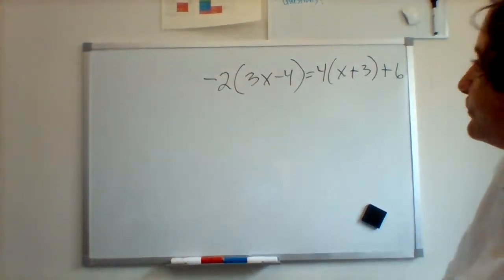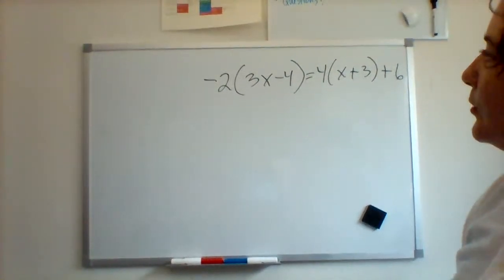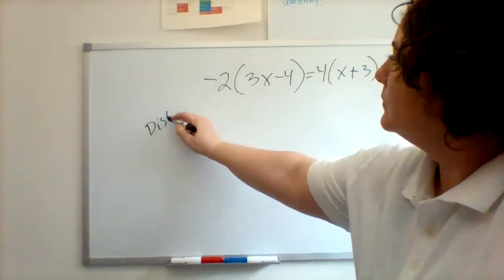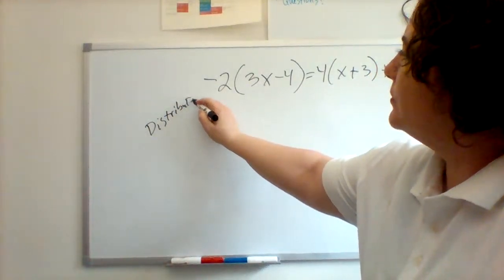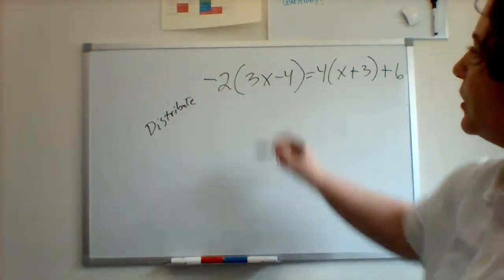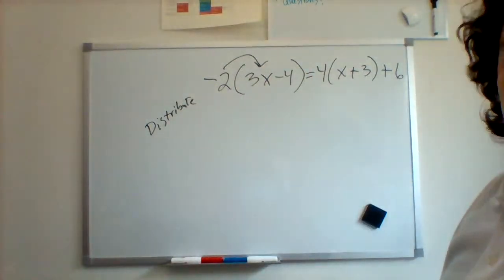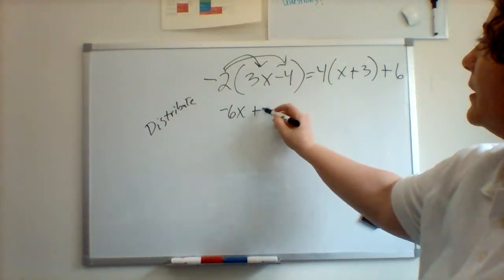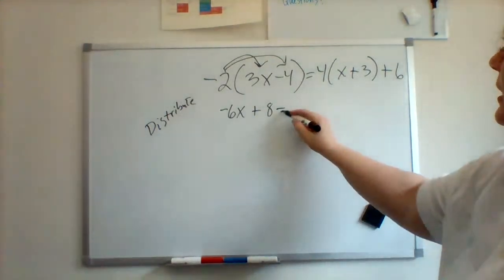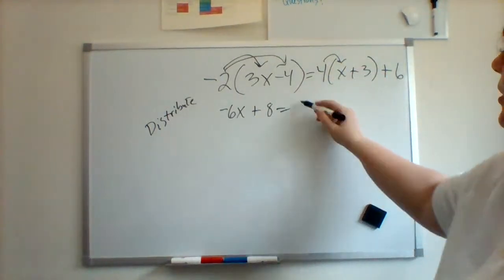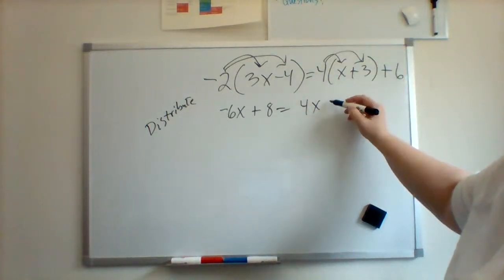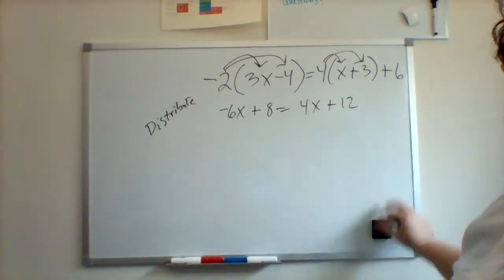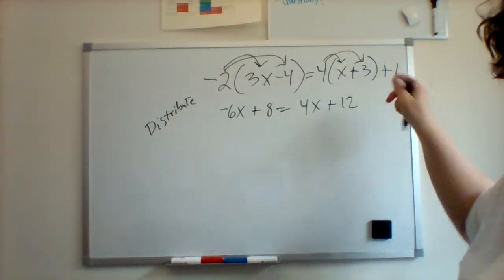First step. Very first step, hopefully you tell me distribute, right? Distribute. What do we distribute? We distribute that -2 right there. So -2 times 3x. -2 times -4 is a +8. Next, we're going to distribute the 4. You do not need that anymore. And then this is on the outside.